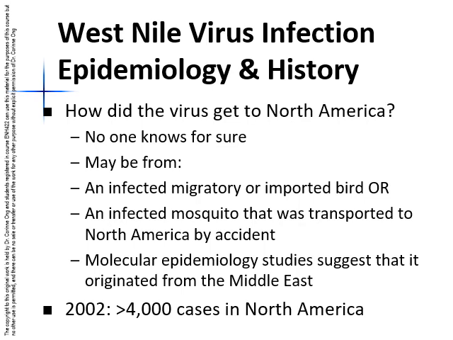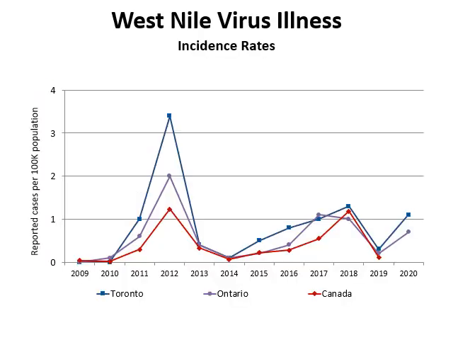By 2002, there were more than 4,000 cases of West Nile virus infections in North America. In the past 10 years, we've seen incidence rates peak and then fall back to baseline levels. National, provincial, and municipal rates show the same trend, with a sharp increase in cases in 2012, which is especially marked in Toronto. I will provide you with more information on the next slide.